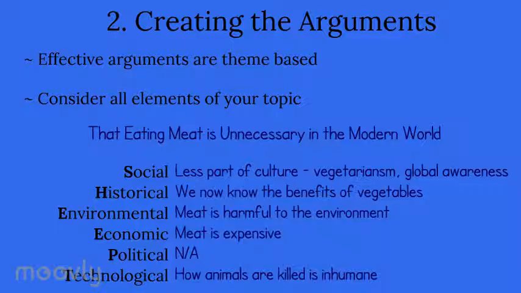An environmental argument, now this is one that would need to be included, is that meat is really harmful to the environment in a variety of different ways. An economic argument is that meat is far more expensive in comparison to vegetables and fruit. Now there isn't really a political argument, and I think it's important to understand that you don't have to complete the entire SHEEPT analysis because sometimes it doesn't work for certain topics.